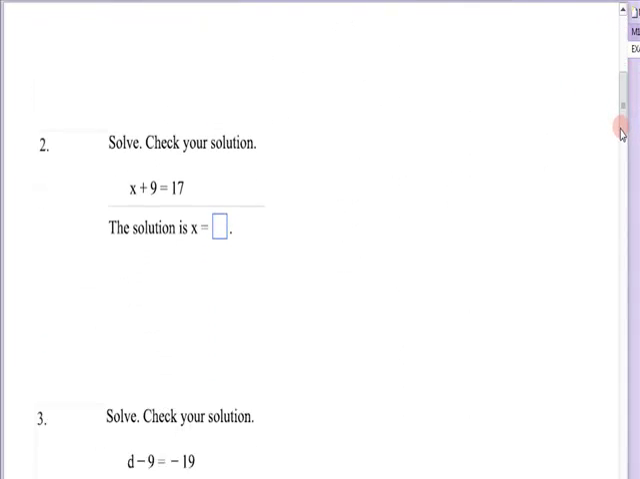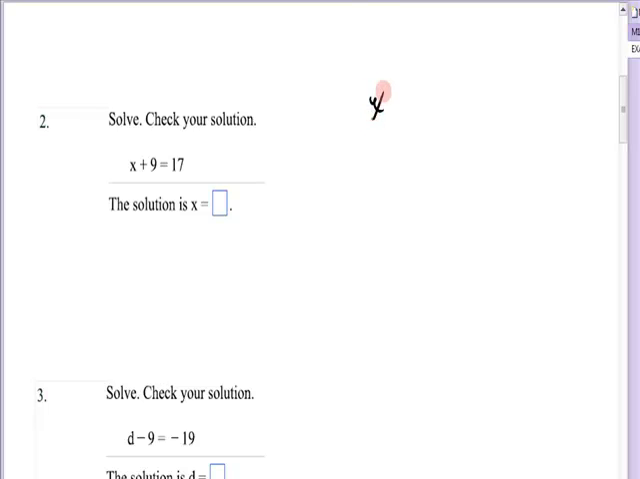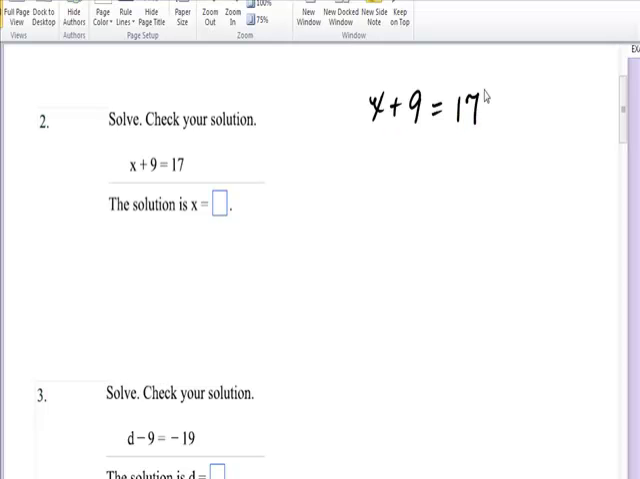All right, next problem. I have x plus 9 is equal to 17. That's an equation, left side, right side.